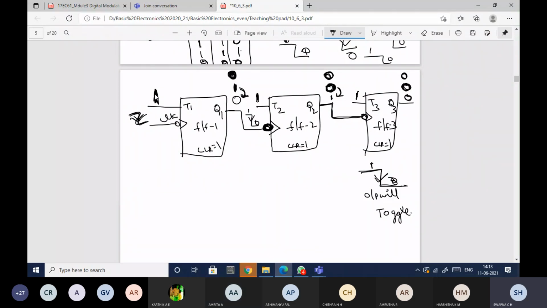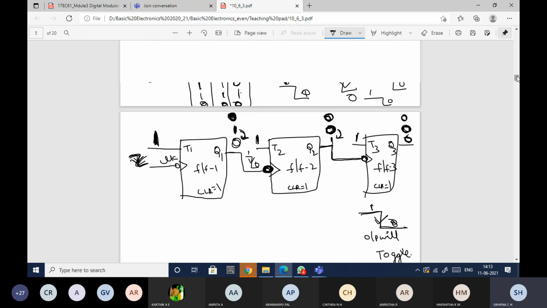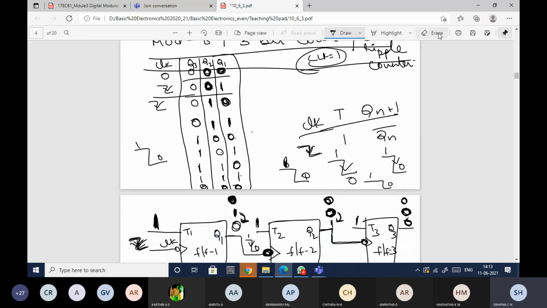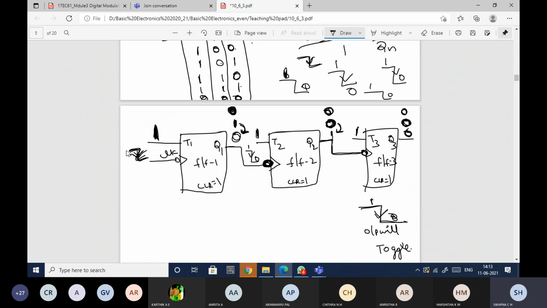Okay, fine. Now again, I'm giving one more clock. Okay, so now if you observe, I've got 0, 1, 0 as my next state. See, when I gave the next clock, the output has changed to 0, 1, 0. Okay, now again, I'm giving one more clock. One more clock is given. So what happens to the output here? The output of the first flip-flop will always toggle because I'm giving the clock directly here and I have T1 equal to 1.